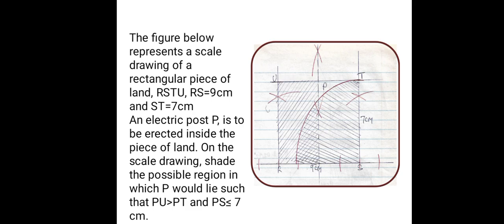The figure below represents a scale drawing of a rectangular piece of land RSTU. RS is equal to 9 cm and ST is equal to 7 cm. An electric post P is to be erected inside the piece of land. On the scale drawing, shade the possible region in which P would lie such that PU is greater than PT and PS is less than or equal to 7 cm.